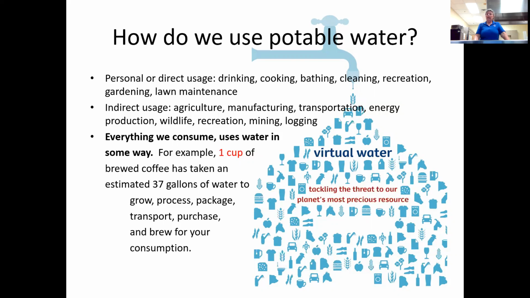And this is my example that I use that reminds me each and every day. My 1 cup of brewed coffee that I drink every morning has taken an estimated 37 gallons to produce. You have to grow it, you have to process it, you have to package it, transport it, I purchase it, and then I brew it at home. All of that water is encompassed in my 1 cup of coffee that I drink every day.